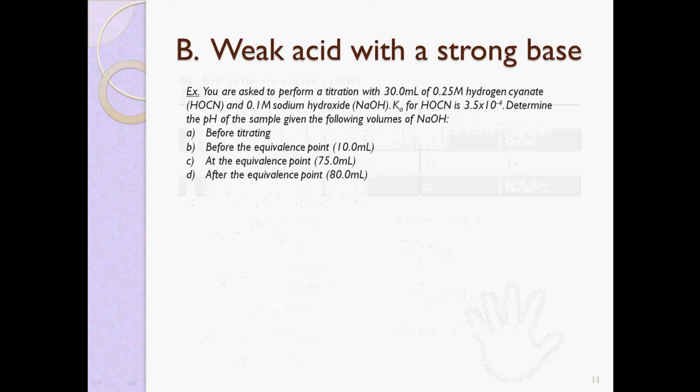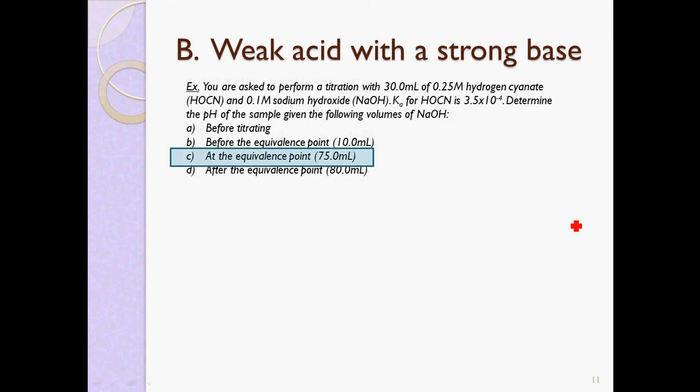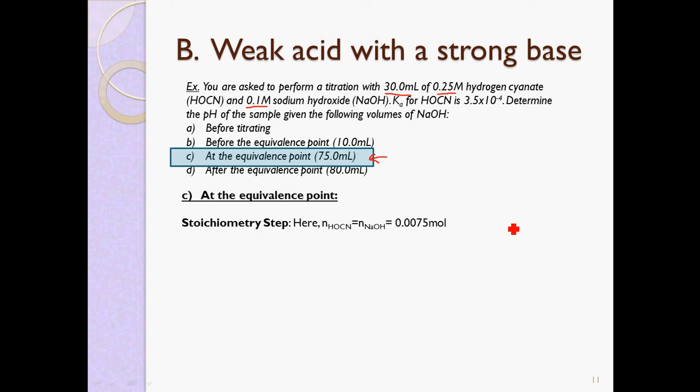Okay, so now let's jump to at equivalence point. You'll notice we have 30 milliliters of our acid, and at equivalence point in this case we have 75 milliliters of our base. Once again, that's because our concentrations of base and our concentrations of acid are different. So at equivalence point, we're always going to start with our stoichiometry step.